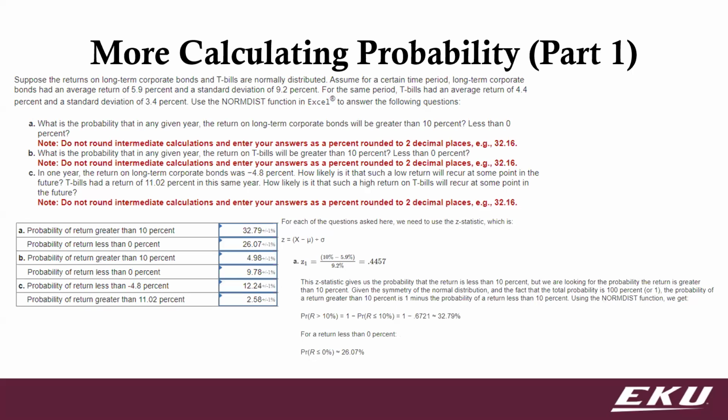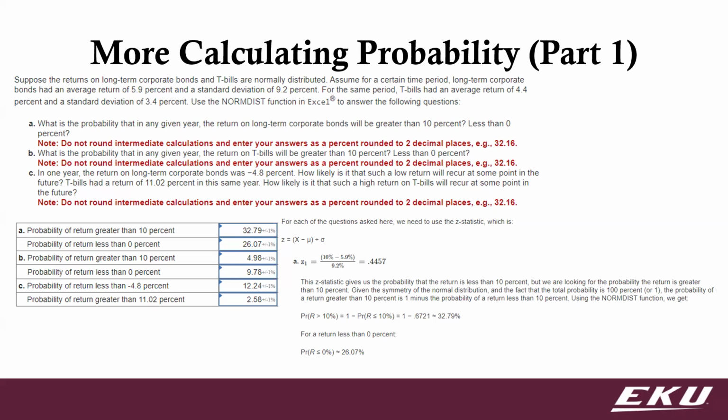And so we do that for both the corporate bonds and the T-bills. And then at the end of 1 year, the return of long-term bonds was minus 4.8%. How likely is it that it would recur in the future? T-bills had a return of 11.02% in the same year. How likely is such a high return? So we also got this one really unusual return, and we want to see how unusual that is. That's what C is. So we'll start with A.